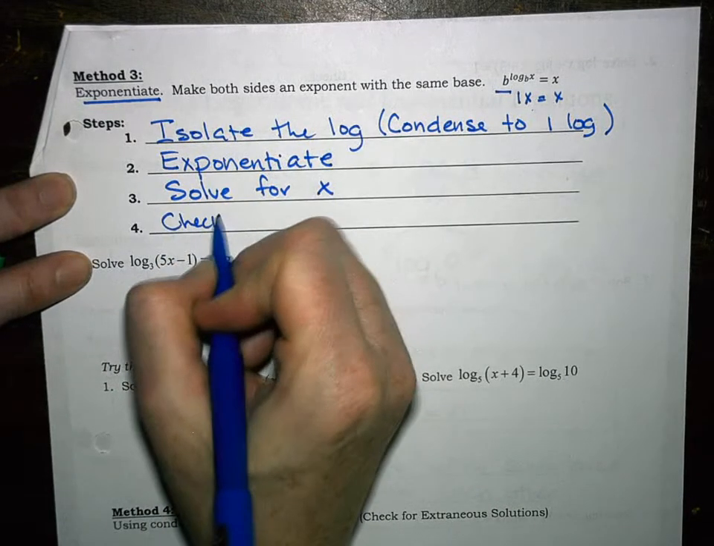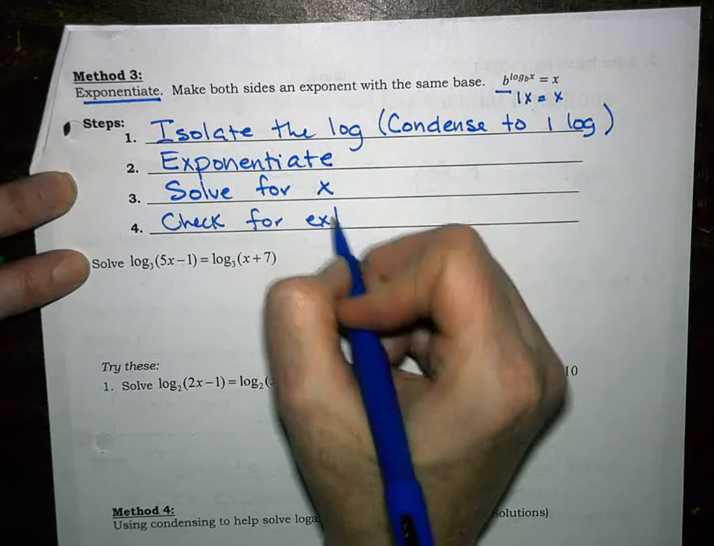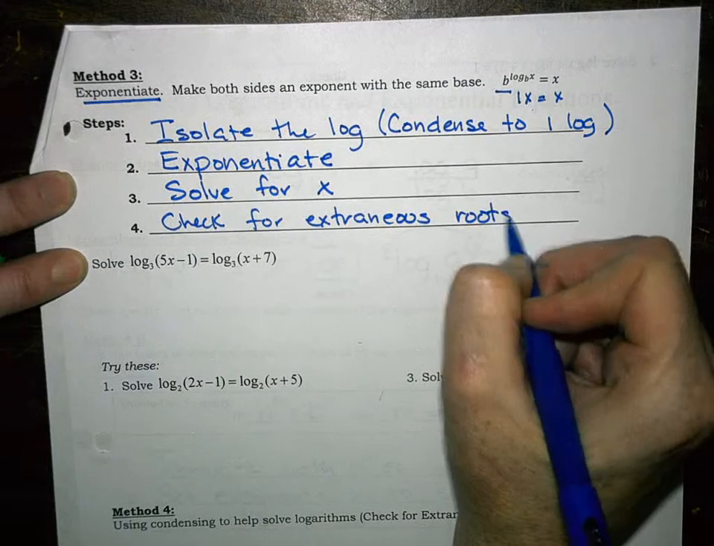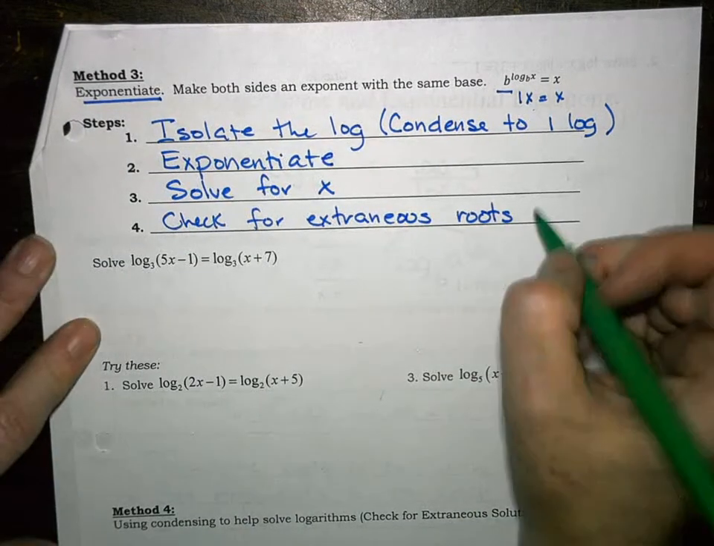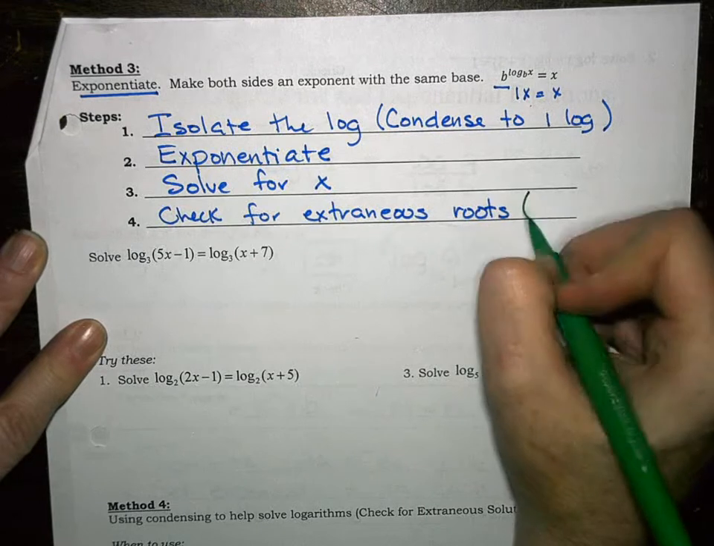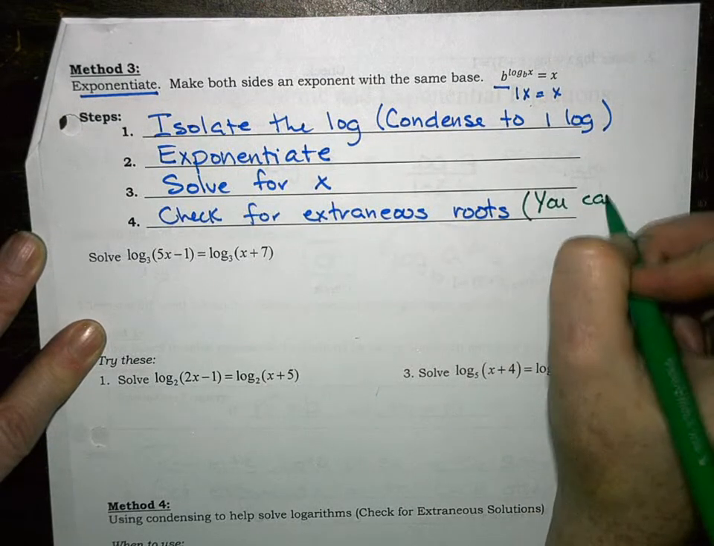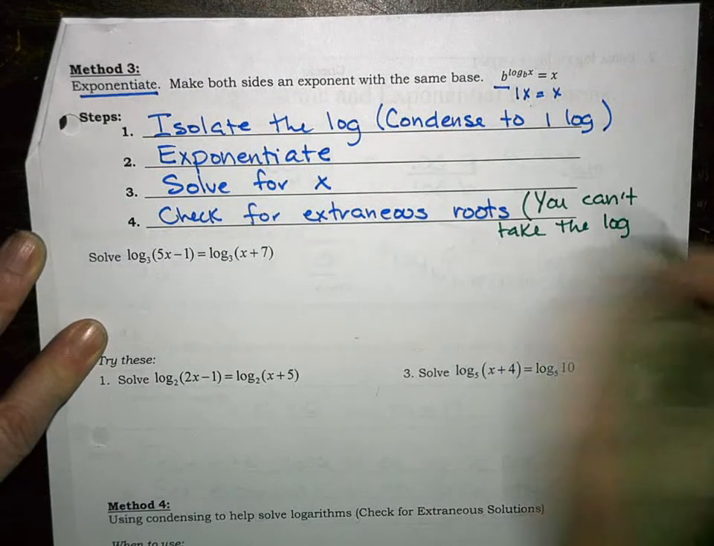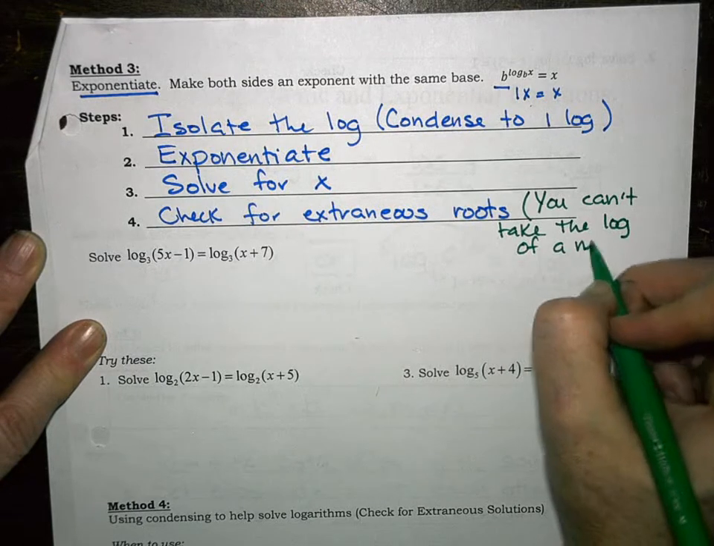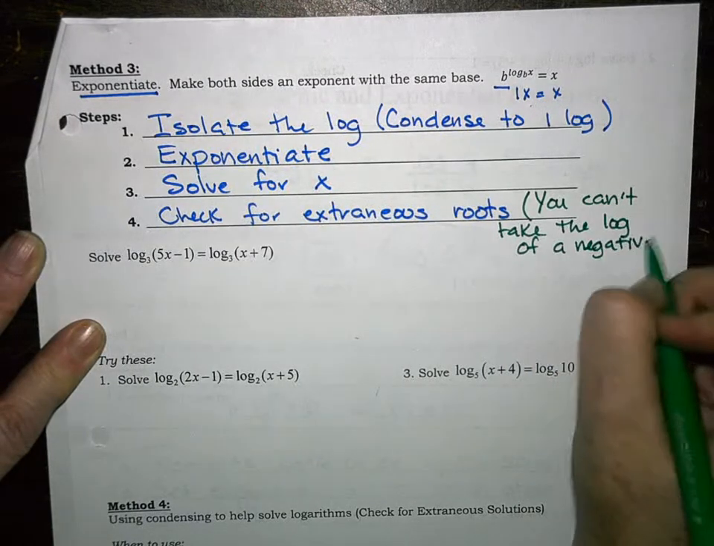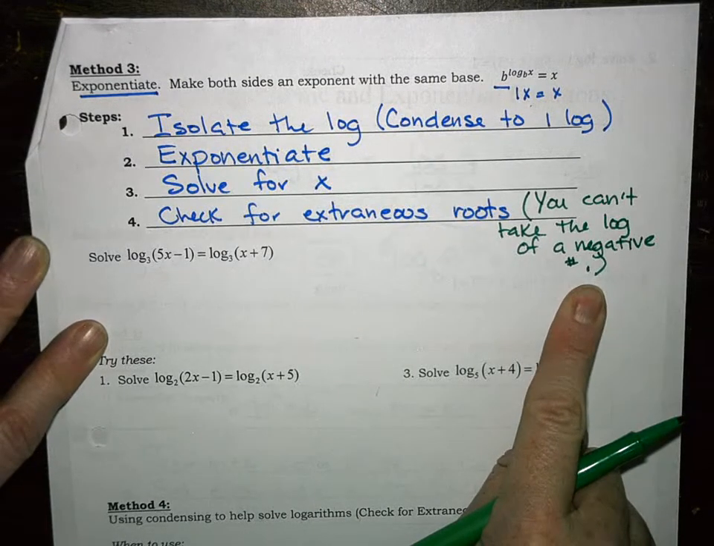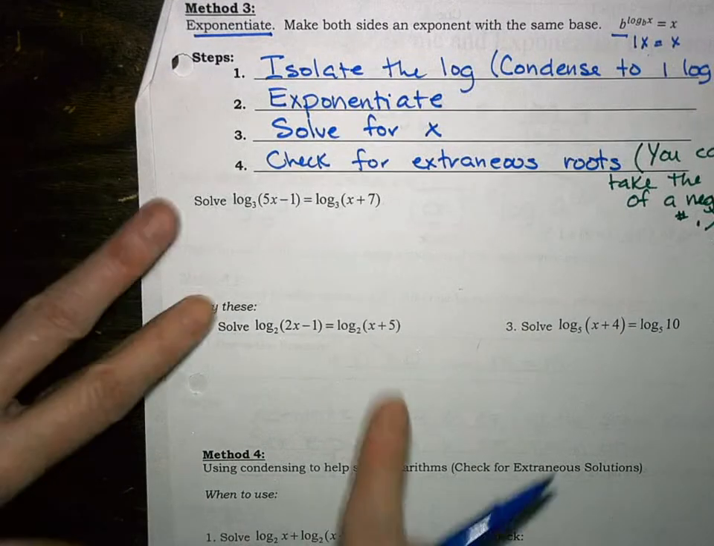Now, when we get to method 4, we're going to need to check for extraneous roots. That means you get an answer, x equals something, but it turns out that that value does not provide a real solution. And here's what I mean. You can't take the log of a negative number. So when you get an x that is a negative number, it's not going to be real. We'll show you that when we get there.